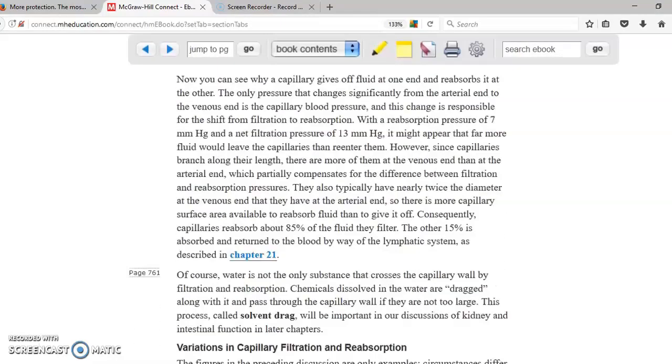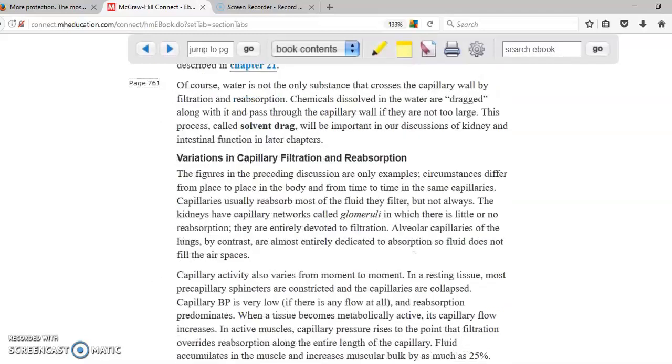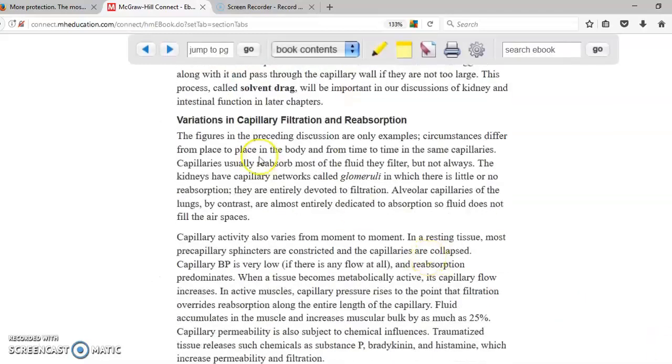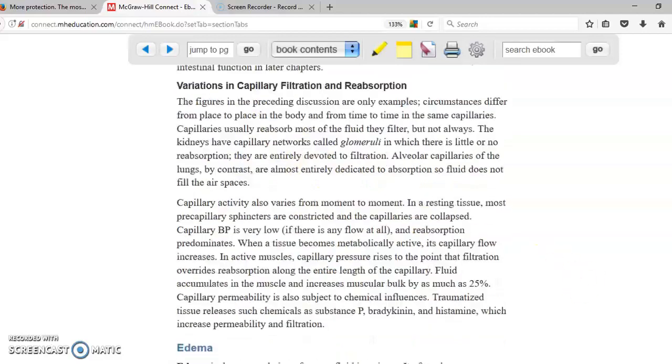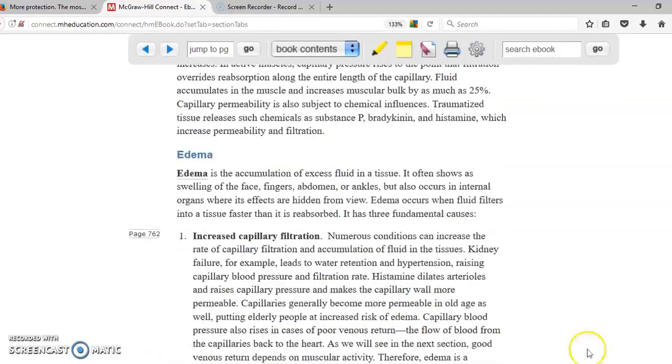So if we keep scrolling down, we said variations in capillary filtration and reabsorption. Obviously, there are always going to be variations because we are always having different physical activities and different metabolic needs, and because of that, the filtration and reabsorption at the level of the capillaries must be adjusted. So if we keep scrolling down, edema is not something normal. That's the accumulation of excess fluid in a tissue.